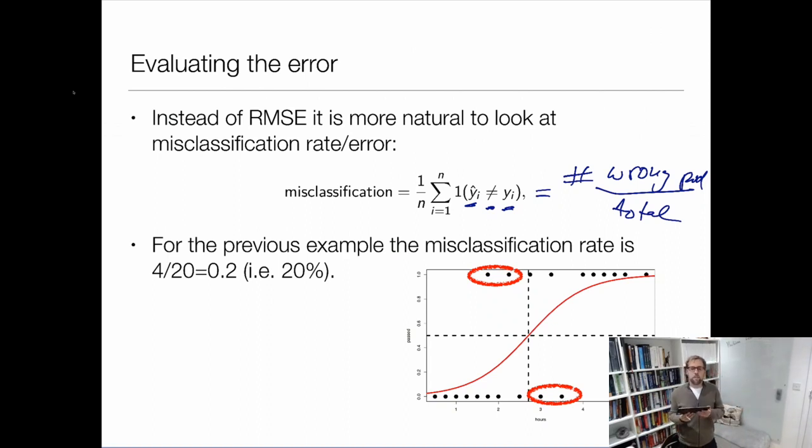And I can look at the example. I already highlighted those 4 points which I got wrong. There were 20 in total if you count. So 4 out of 20 I got wrong, or 20% of the observations. So the misclassification rate would be 0.2 or 20%, or otherwise I could say I got 80% right. So this is a good measure of error to use in the case of classification and logistic regression in particular.